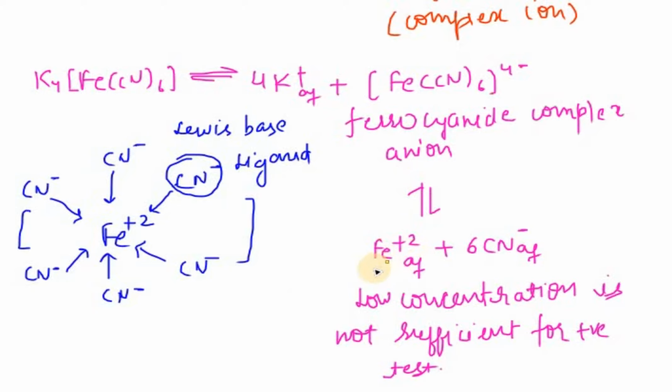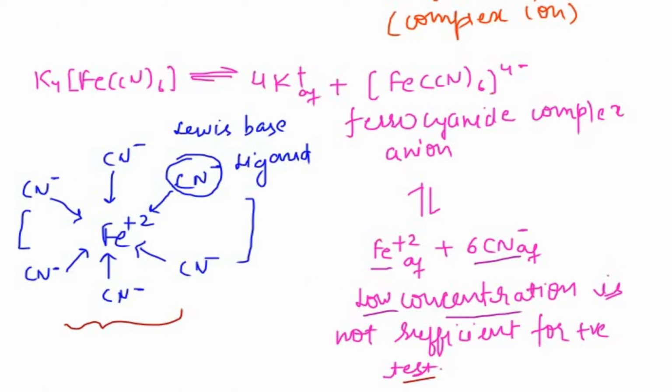Now when it dissolves in water, it will give iron and 6 cyanide, but at a very low concentration, so it is not sufficient for a positive test. Why is it very low concentration? Because [Fe(CN)6] exists like this, where iron is a Lewis acid and these cyanides are Lewis base ligands. So iron is getting electrons from these also. It is a complex compound, so cyanide is already occupied over here and is not free in water. When it is free, it is at very low concentration, so low that it will not be detectable in the compound.